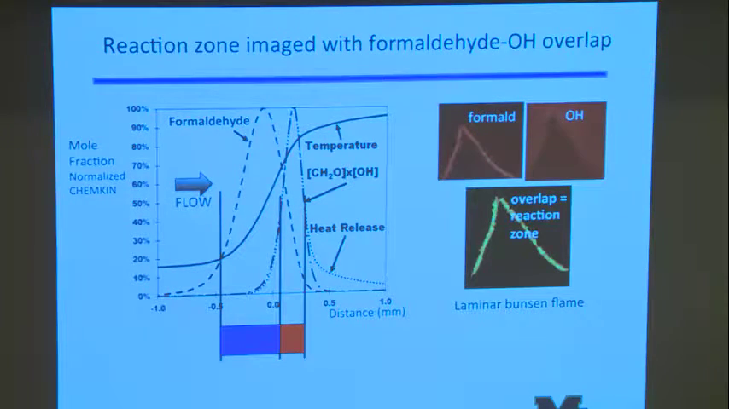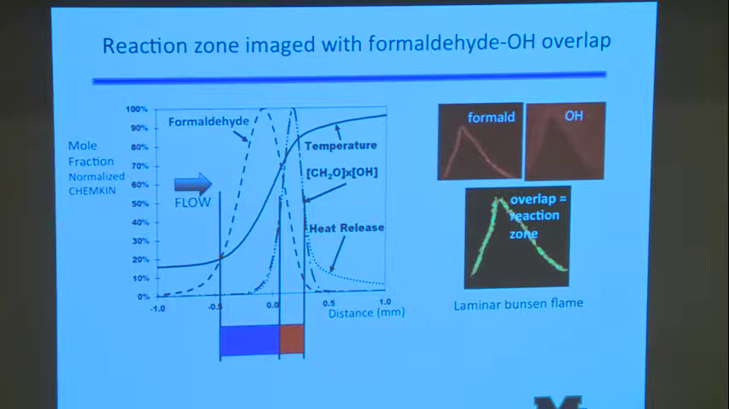Now, the formaldehyde is not reacting everywhere where it is. The formaldehyde is formed in the reaction layer, and then it diffuses away from the reaction layer, in this case, upstream. Just because you see a species doesn't mean it's reacting at that point. It can diffuse away. But where I put CH2O times OH, now that curve is a narrow curve that overlaps the heat release. And so if you could image the two together, you'd have a good idea where the heat release region is.